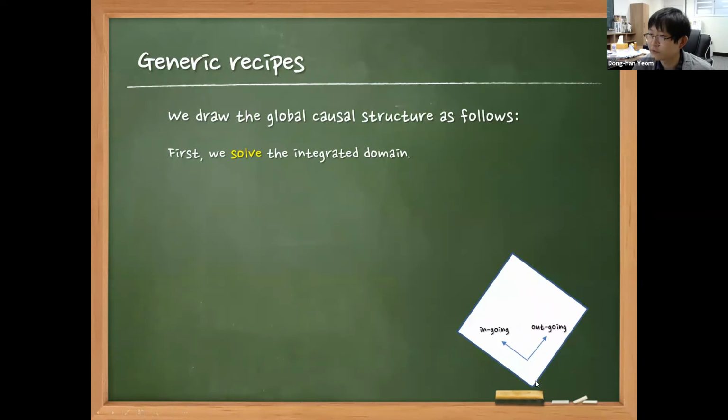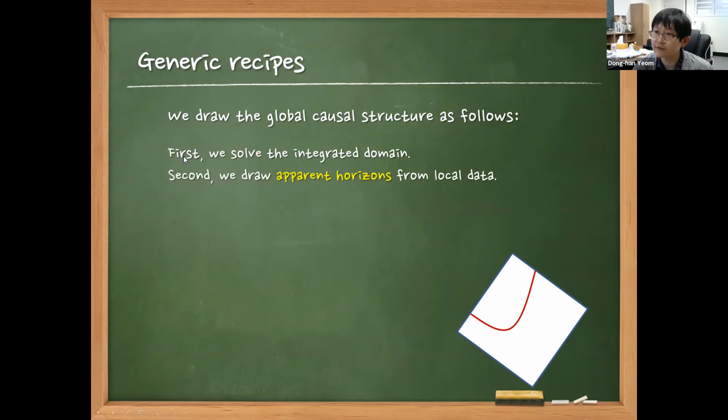So you solve the integrated domain, and let's say you integrated in this diamond region, the white colored region. So the first step is to solve the integrated domain. And the second step is to draw the apparent horizon. And you can decide the apparent horizon from the local data. So numerically, you obtain the areal radius and you differentiate. And then if there is any point where RV equals 0, then you draw the apparent horizons.